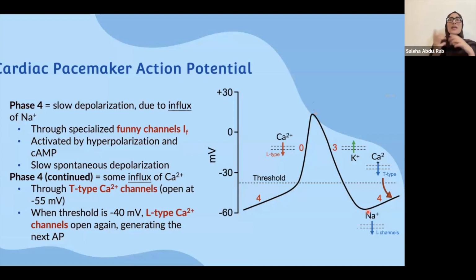So you notice how, because there's always some channel opening or closing, something is always happening, there's always hyperpolarization happening. This enables the next action potential to occur on its own. The cardiac pacemaker cells do not require any innervation.